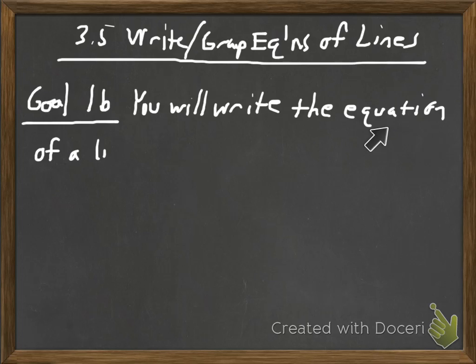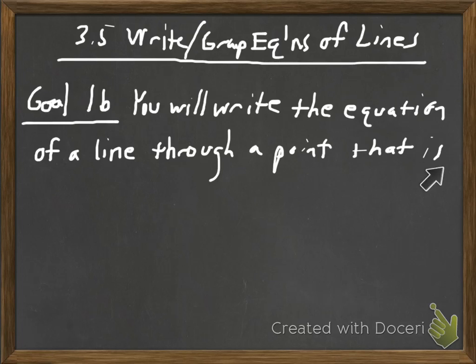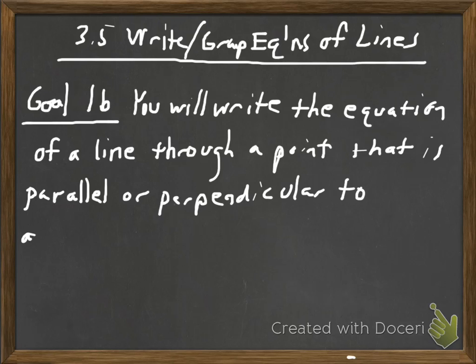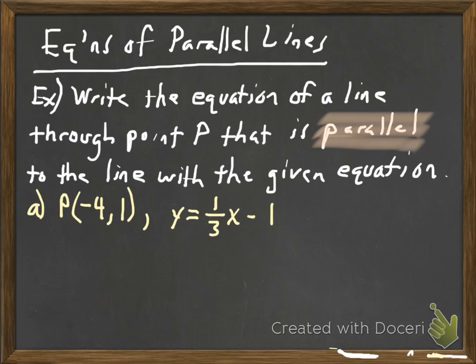This time you're going to write the equation of a line through a given point that is either parallel or perpendicular to another line. So what I would like to start with then are the equations of parallel lines. Lots of directions right here. We're going to write the equation of a line through a point P that is parallel, highlighted that, to the line with the given equation. Give you a moment to, or you should pause and write down the directions.